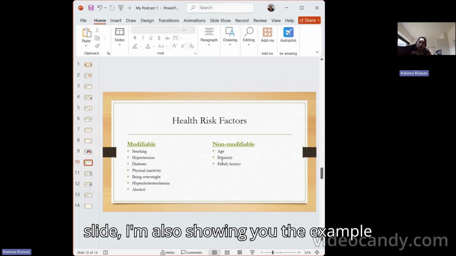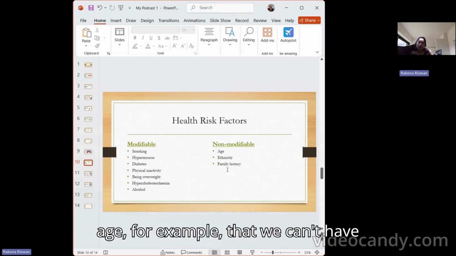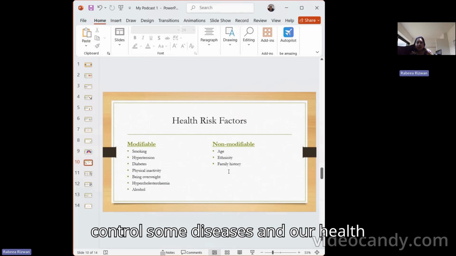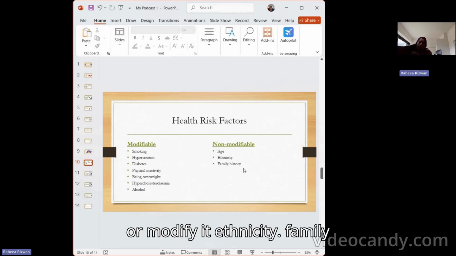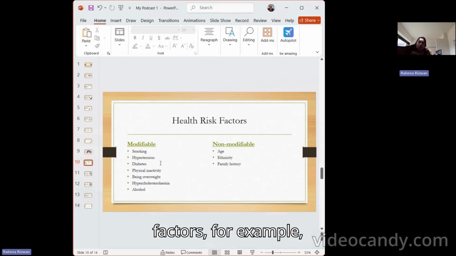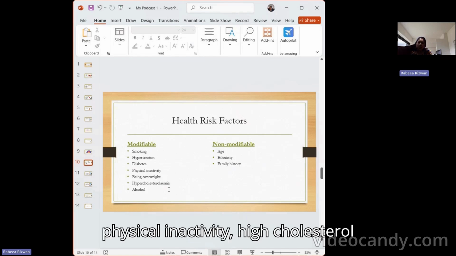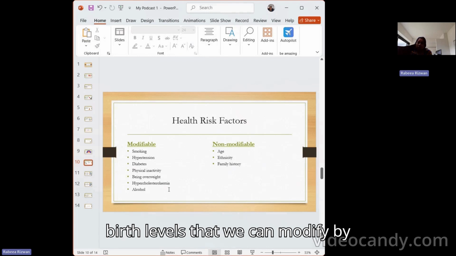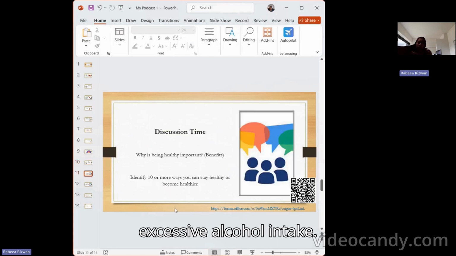In this slide, I'm also showing you examples of the non-modifiable factors. Age, for example, we can't control. Some diseases and our health are affected by age, which we cannot stop, delay, or modify. Ethnicity and family history are also non-modifiable. However, some are modifiable, for example, our individual lifestyle factors: smoking, hypertension, diabetes, physical inactivity, and high cholesterol blood levels, which we can modify by staying active, taking medications, and decreasing excessive alcohol intake.